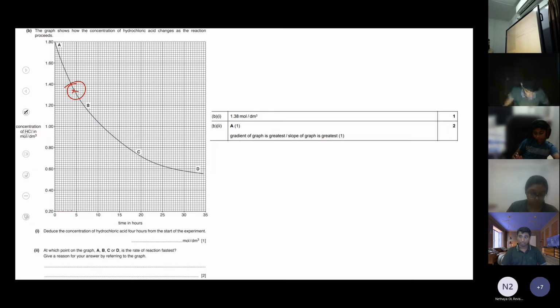And at which point in the graph ABCD is the rate of reaction fastest? Give the reason: because at the beginning you have the highest concentration. Therefore, you will see the steepest part of the graph is at the beginning. Do they ask for an explanation for your answer? No, no explanation asked. It's about collision theory, even more than that, right? So the gradient of the graph is greatest, because the steepness is highest.